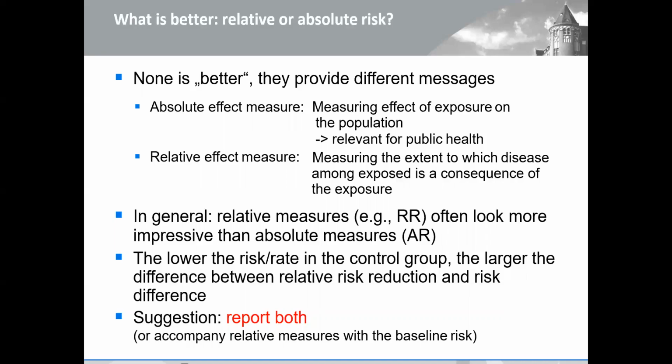So this slide brings us to the end of these measures of association, measures of effect, or measures of impact. As I said, these words might be used interchangeably, but they don't really mean the same. Impact measures refer to the population level, whereas the other ones just refer to the relationship between exposure and outcome without looking into the population.